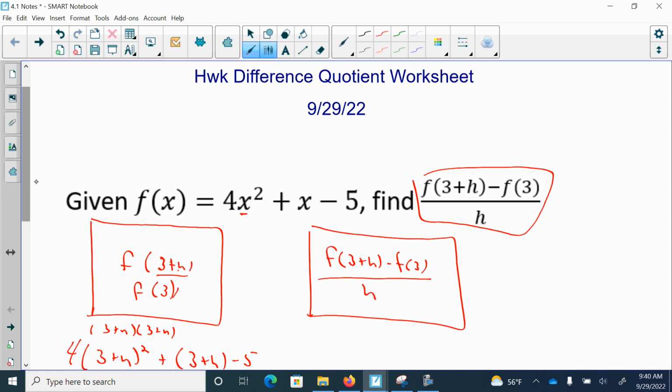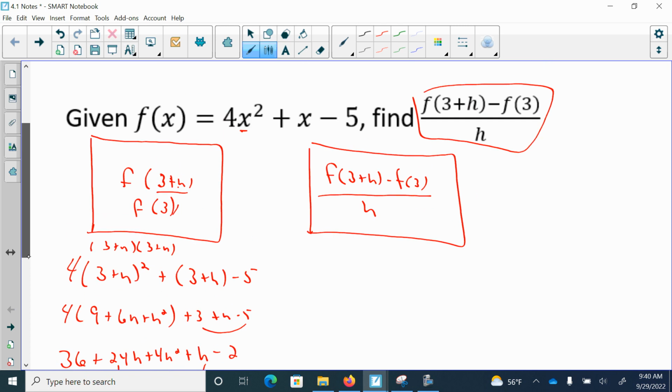Then the next one was f of 3. So now I'm going to substitute 3 in there. So f of 3 is going to be 4 times 3 squared plus 3 minus 5. So this is 9 times 4, which is 36, plus 3 minus 5. So 31, 34. Everyone agree?